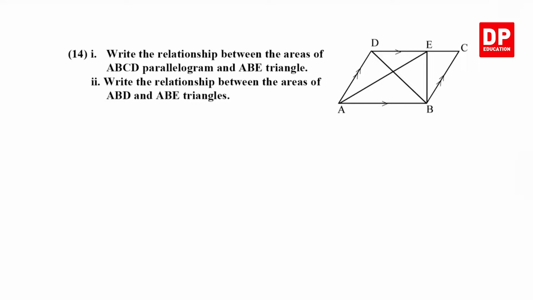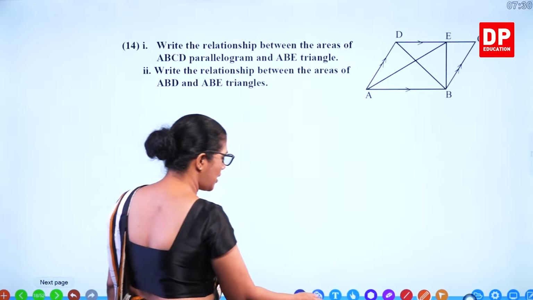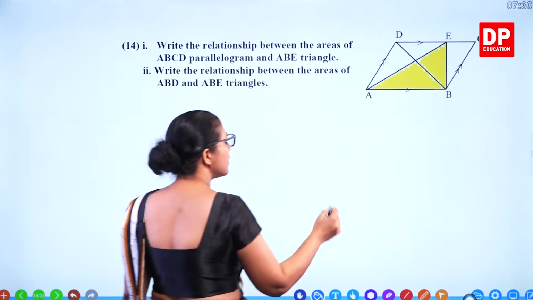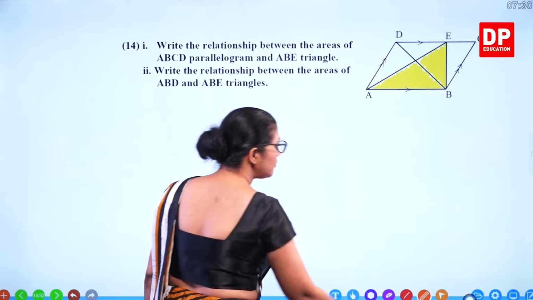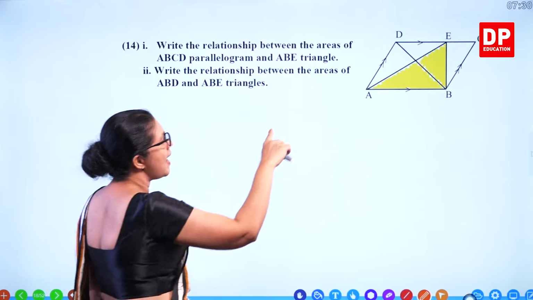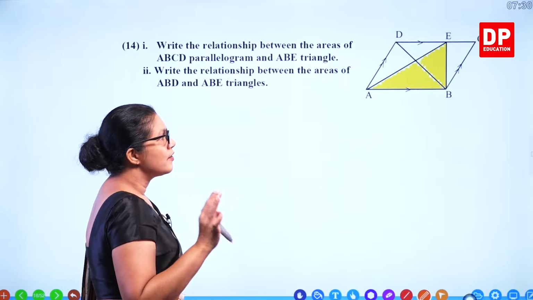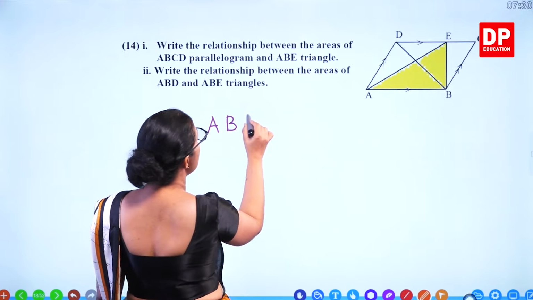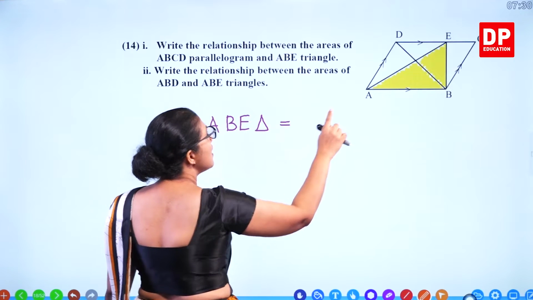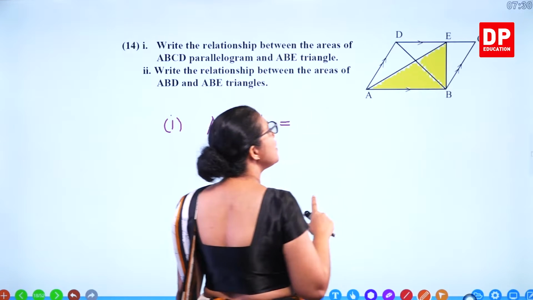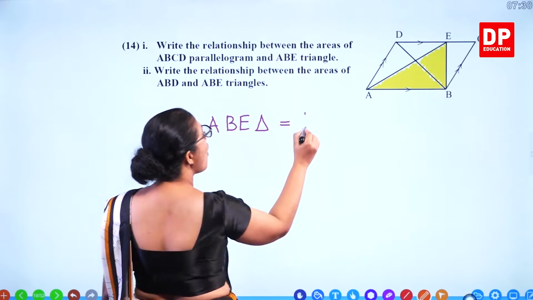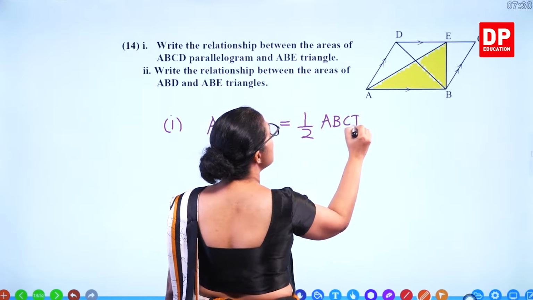14th one. Write the relationship between the areas of ABCD, parallelogram and ABE. What can you say? ABE triangle. So we know, according to 2 parallel lines and this triangle is inside that, so that's half. So we can straight away write down, ABE triangle is with the same base AB and within the 2 parallel lines the height is the same. So ABE triangle area is half of ABCD parallelogram.